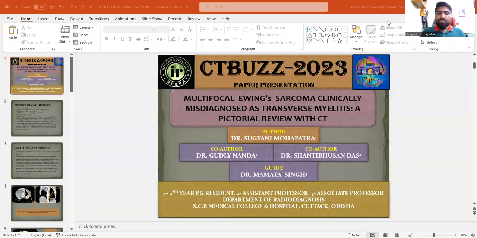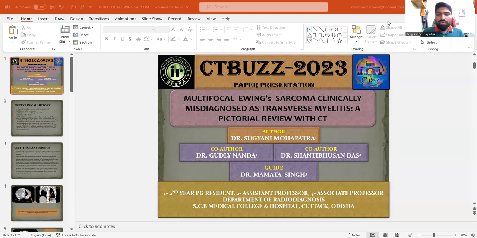Hello everyone, this is Dr. Sugyani Mohapatra, a second year PG resident from SCB Medical College and Hospital Cuttack, presenting a paper in CTBUZZ 2023. I am presenting a rare, interesting case. The topic name is Multifocal Ewing's Sarcoma, clinically misdiagnosed as transverse myelitis, a pictorial review with CT.